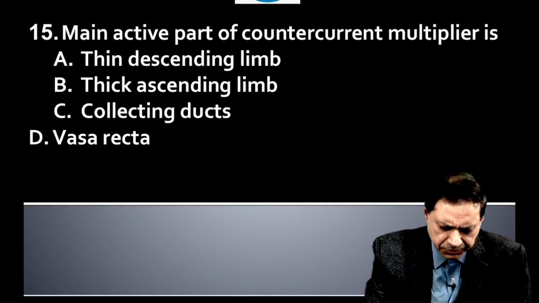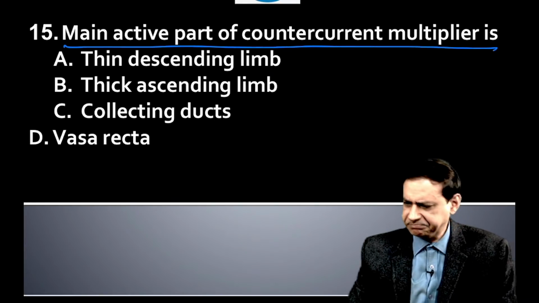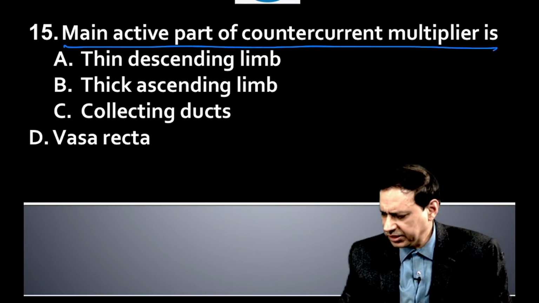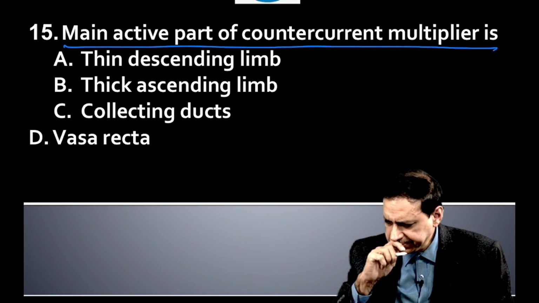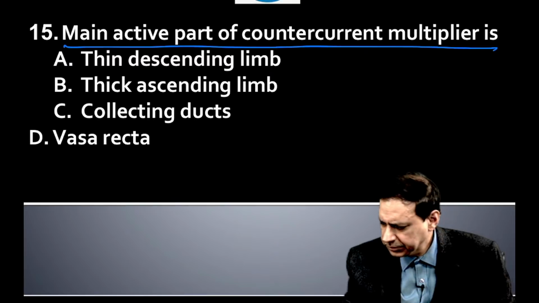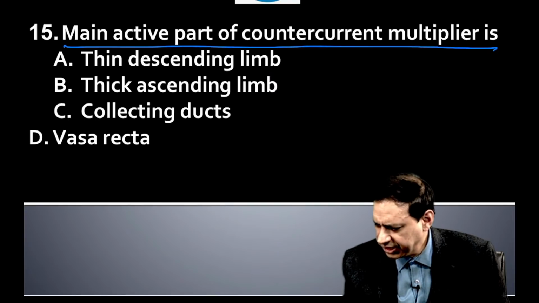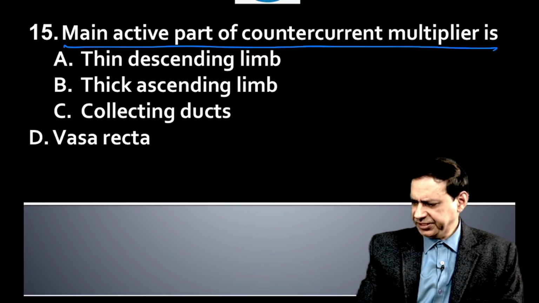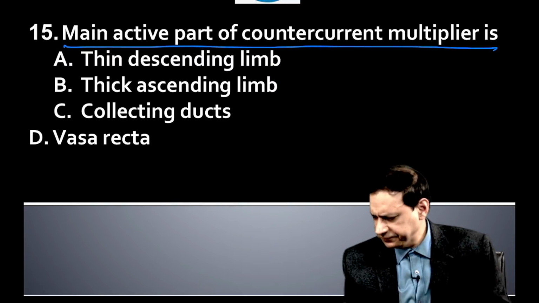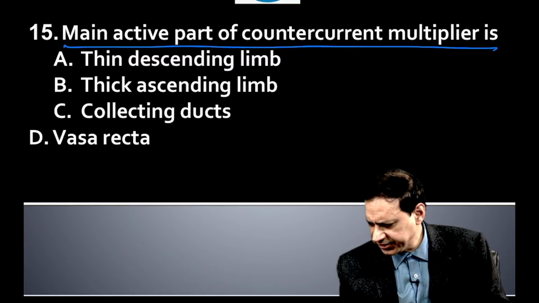Next question. What is the main active part of the countercurrent multiplier? Dr. Shikhar Agarwal, which substance has the highest renal clearance? Renal clearance highest: PAH. PAH renal clearance is 625. Inulin is 125. So PAH will have the highest renal clearance.